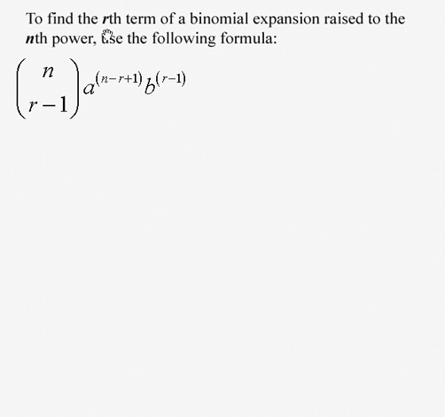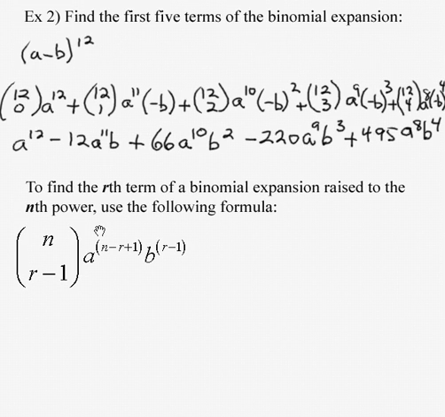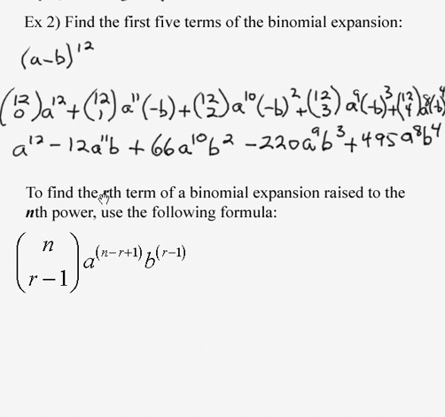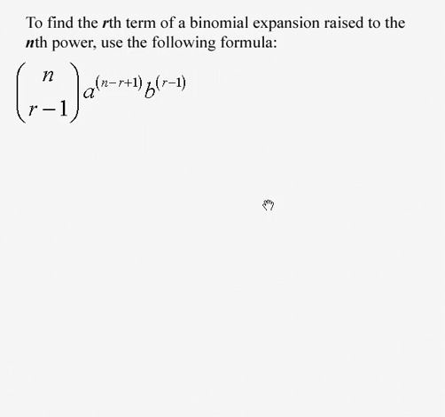So we're looking for the rth term of a binomial expansion raised to the n power. For instance, maybe we're looking for the 5th term of something to the 12th power. R would be 5, the term we're looking for. N would be 12, that would be the power. So the formula is n choose r minus 1, the NCR button, r minus 1, one less than the term number we're looking for, times a raised to the n minus r plus 1 power, times b to the r minus 1 power.